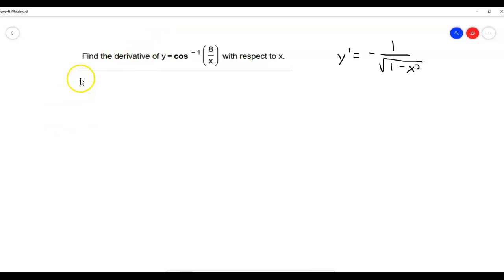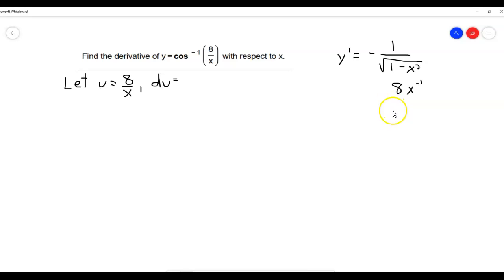I'm going to right away do a u substitution to make this a little more manageable. Let u equal 8 over x. Then what's the derivative of u, the derivative of 8 over x? I'm going to do that off to the side. If that's 8 over x, that's the same thing as 8x to the negative 1, so that way I can use the power rule.